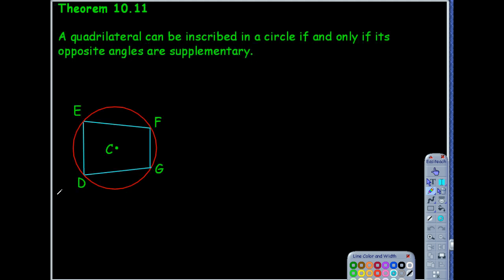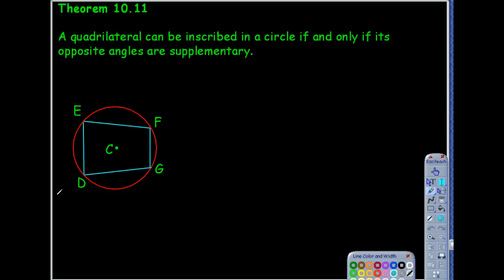Okay, I think this is the last theorem that we're going to learn today, and then we have several examples to apply. This is a biconditional statement, so they shorten it for us. This one can be interpreted forward and backwards, so keep that in mind. It says, a quadrilateral can be inscribed in a circle if and only if its opposite angles are supplementary.